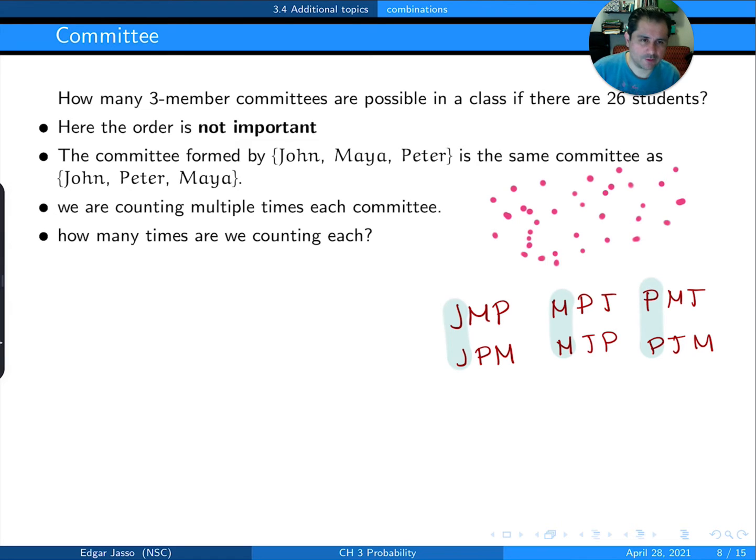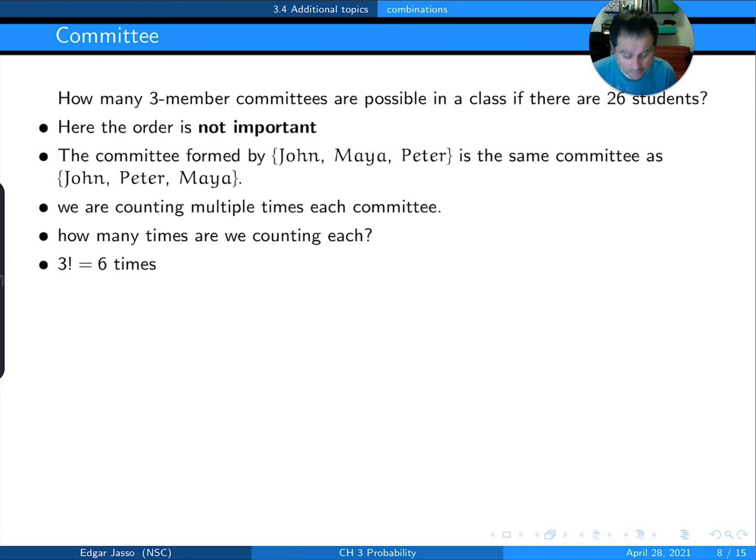This was not the best way to count them. We know how to count this. If I want to put three letters in three spots, we know how to do that. It should be 3 for the first spot, 2 for the second, and 1 for the last one. So it's 3 factorial, which is 6.